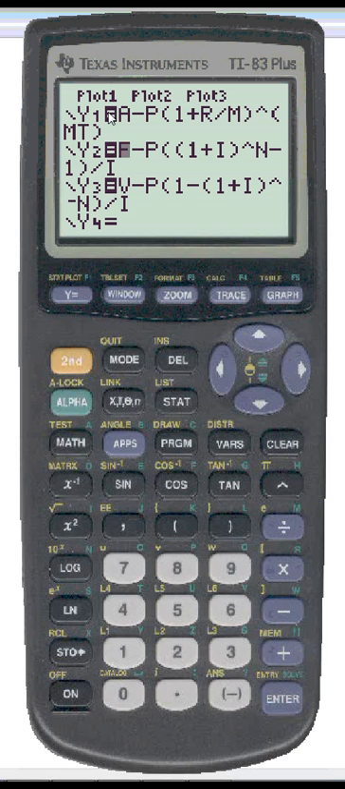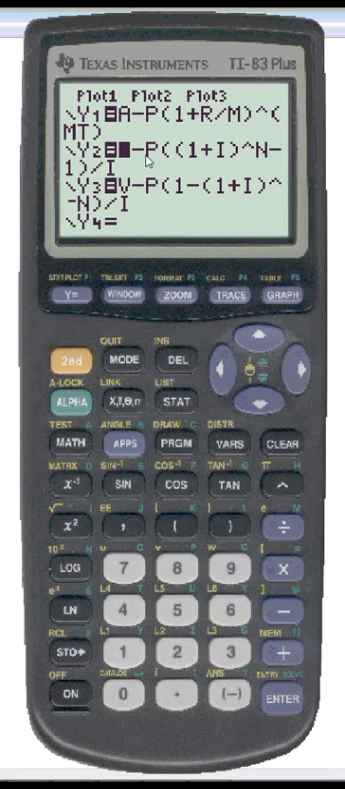So we can now see that y1 has the equation for periodic compounded interest. A is the amount you have at the end, P is the amount that you put into the account, R is the yearly rate, M is the number of compounding periods per year, and T is the time in years.